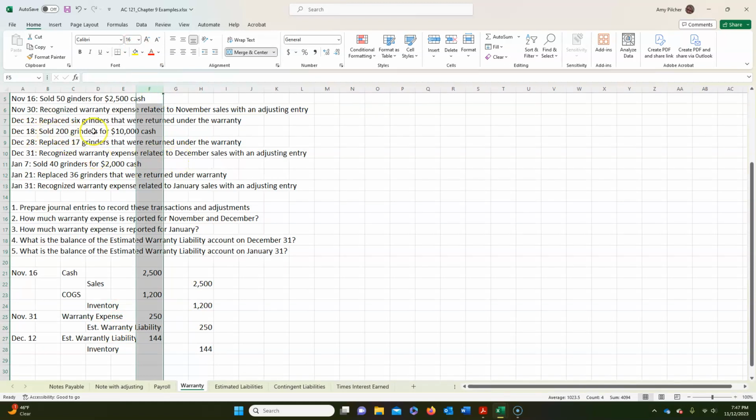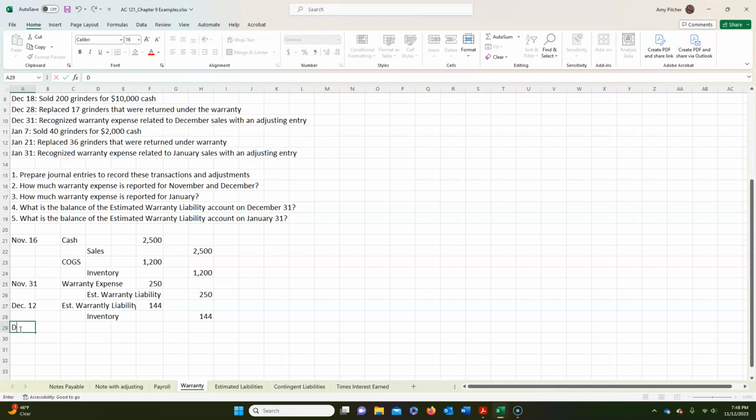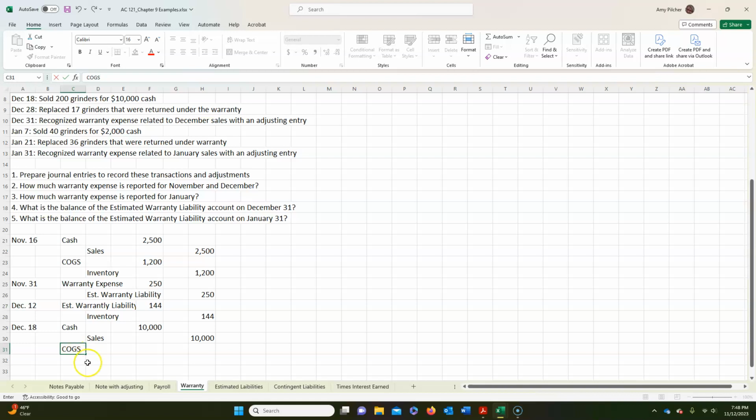On December 18th, we sell 200 grinders. So we record the sale of cash, $10,000. It's sales revenues of $10,000. And we also record the COGS and the inventory that we remove. So our cost of goods sold and inventory, 200 grinders at $24 each is $4,800.